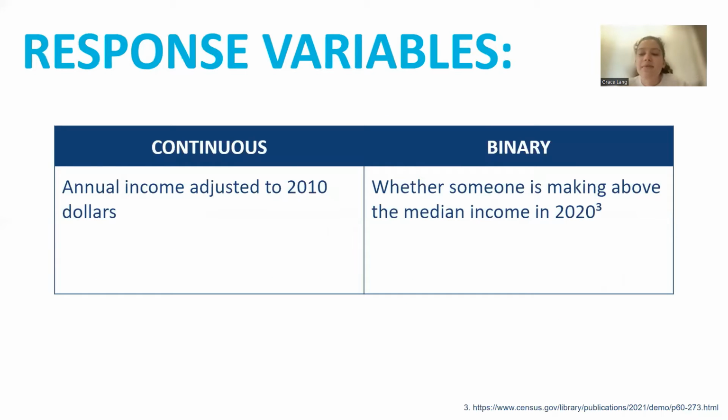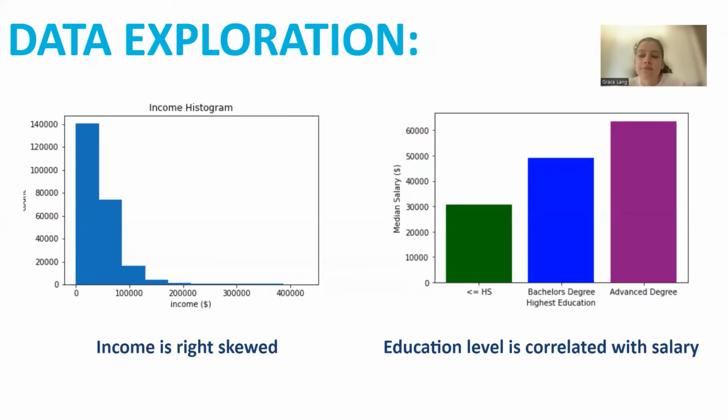Our response variables are income and whether or not someone is making above the median income from 2020. And all of this is adjusted to 2010 inflation dollars to make comparisons across years feasible. We plotted a histogram of our response variable income and found that it's right skewed due to uncapped wages, and the majority of the income falls below 100K.